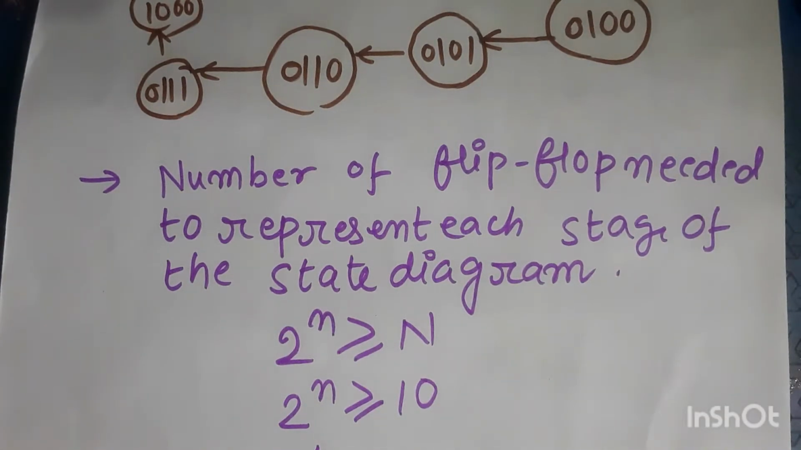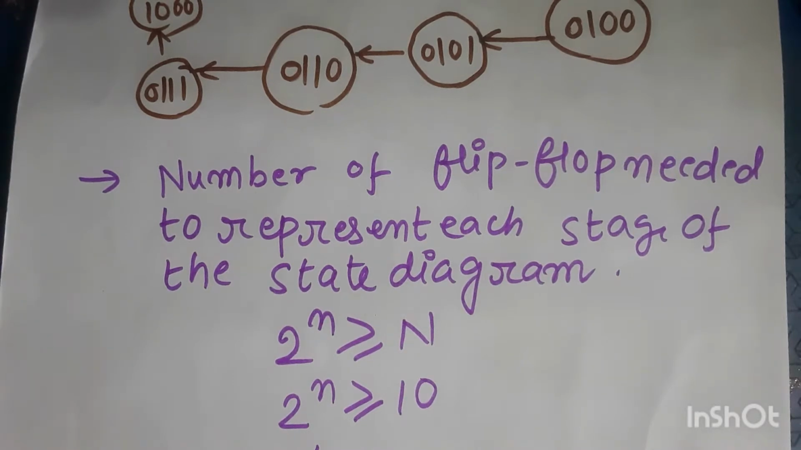Now, the number of flip-flops needed to represent each state of the state diagram. We found it as 4, because 4 bits are needed in binary to write the number 9. That is 1001 in base 2.